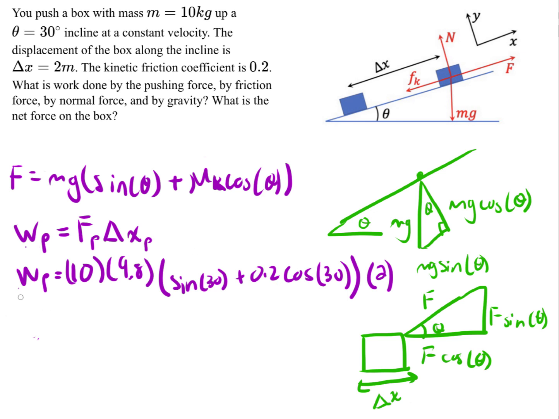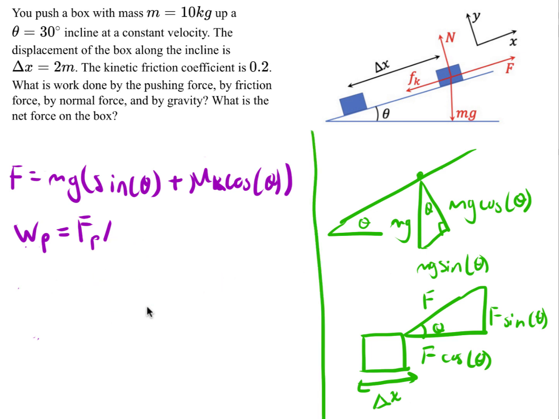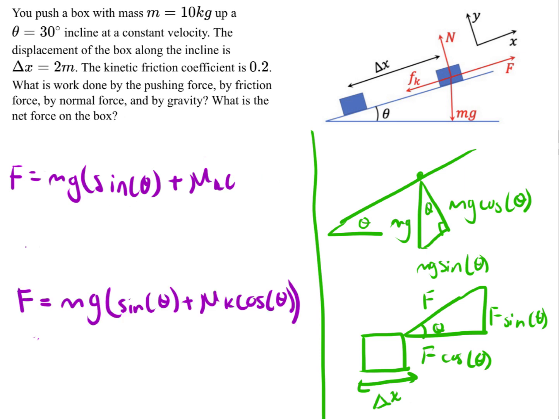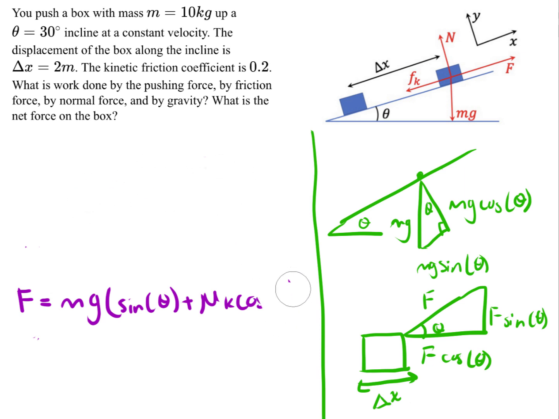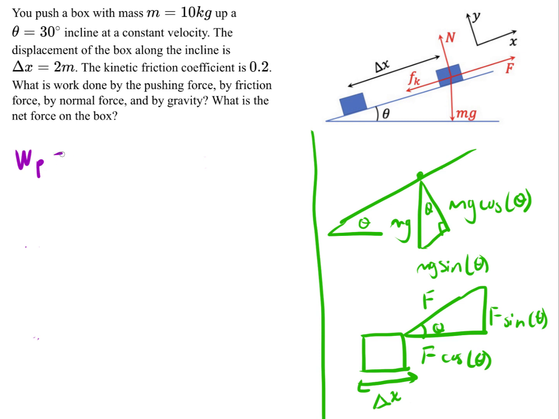Now, if you solve all of this, you should get that the work done by the pushing force is equal to 132 joules, or about 132 joules. It's really close. Okay, so let's rewrite that. We have calculated that the work done by the pushing force is 132 joules. And that solves the first part of the problem.